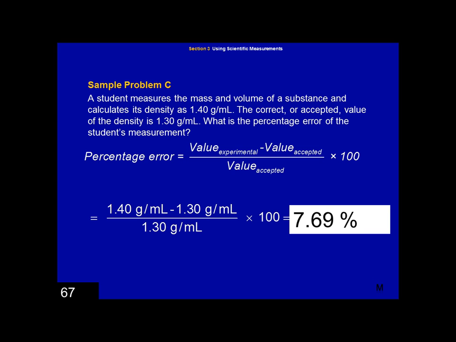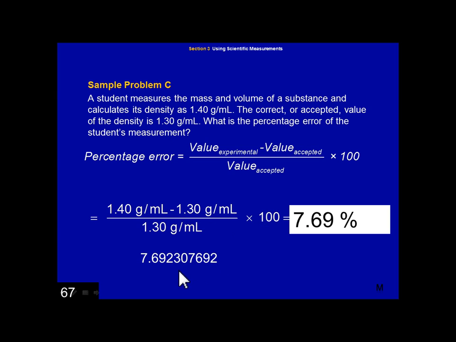Alright, the percentage error would be 7.69%. They would use this formula. The percentage error would be the experimental value, which was 1.4 grams right here in the question. So we take that number, 1.4 grams per milliliter, minus the accepted value, which was given here, 1.3 grams per milliliter. And you take the answer to that and divide it by the accepted value, which again is 1.30 grams per milliliter. Then multiply that by 100.